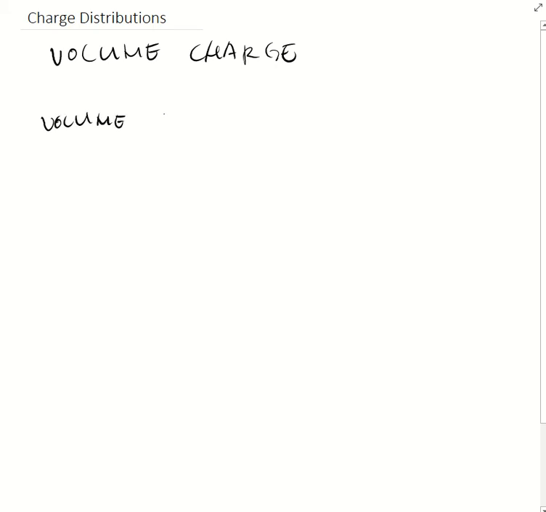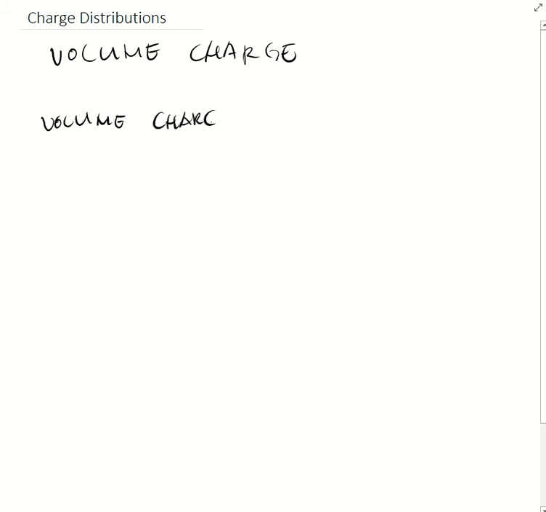So the first one is the volume charge. So kung volume charge, so volume. So if the charge is distributed throughout a certain volume, then this is a volume charge. Now, before we do that, we define first a certain term. We call it the volume charge density. What is a volume charge density?